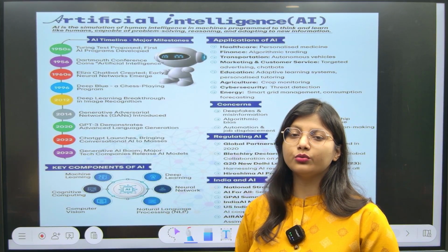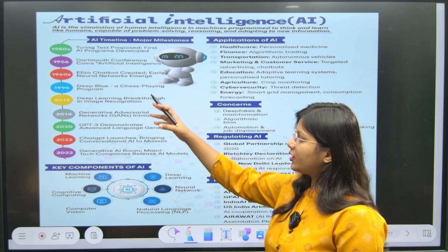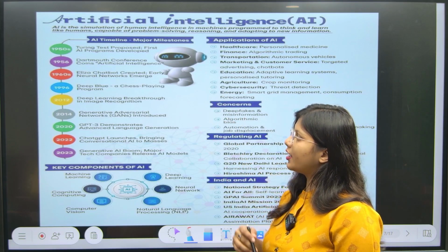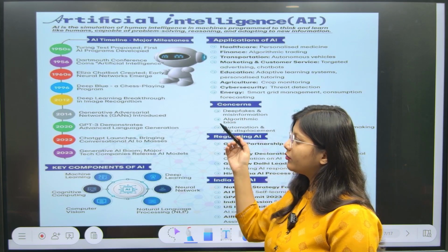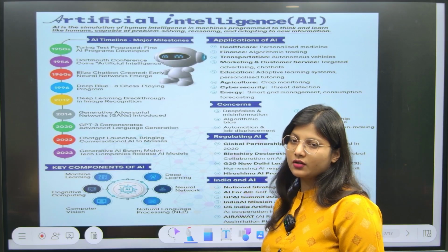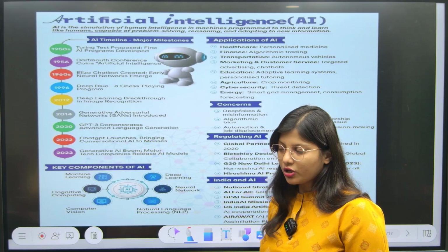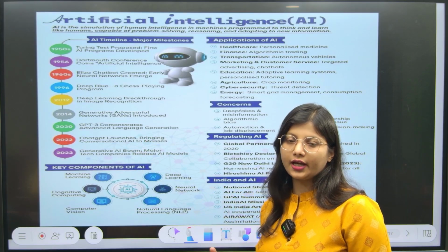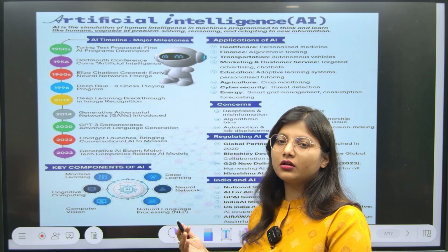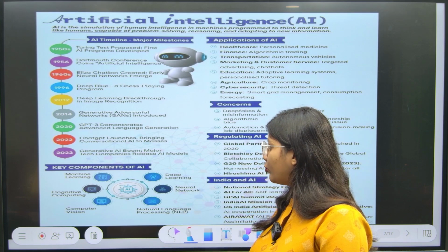Then we'll see how AI has evolved over the timeline. In 1950, the Turing test was proposed, and the first AI programs were developed. Then in 2014, the generative adversarial network was produced. Then in 2022 ChatGPT was launched, and in 2023 the generative AI boom took place, where major technology companies updated their AI models.